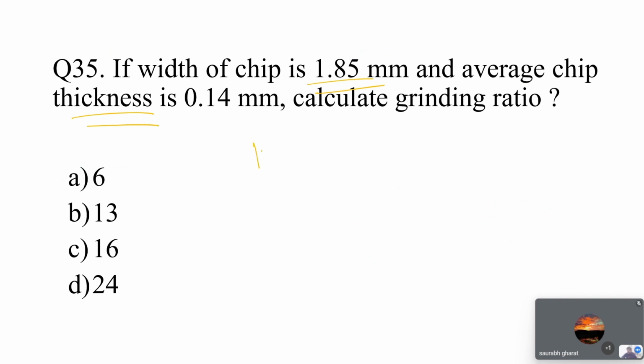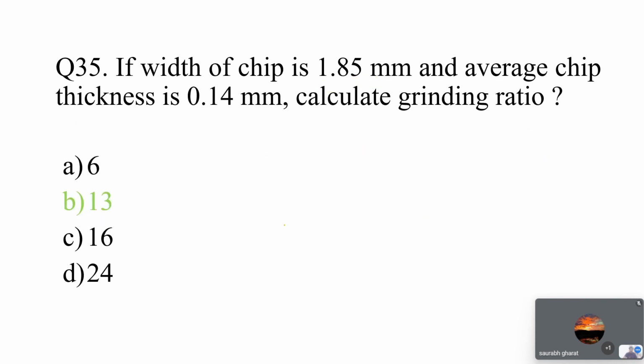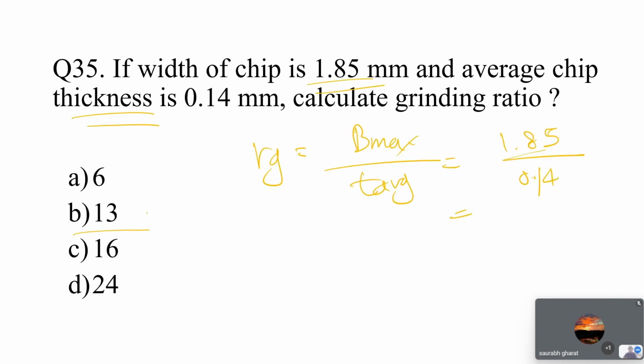So it will be Rg is equal to V max divided by T average, and T average is simply half of T max. But we don't use it. So it will be V max simply, 1.85 divided by 0.40, which is about 30. So 12.2, I think the answer is, go with 30.